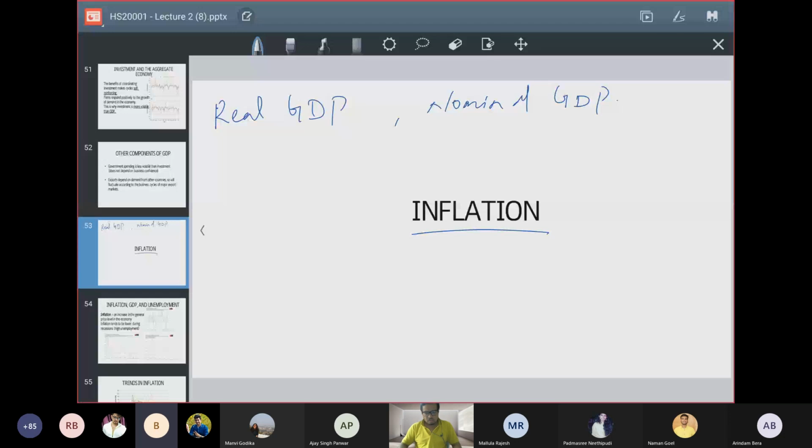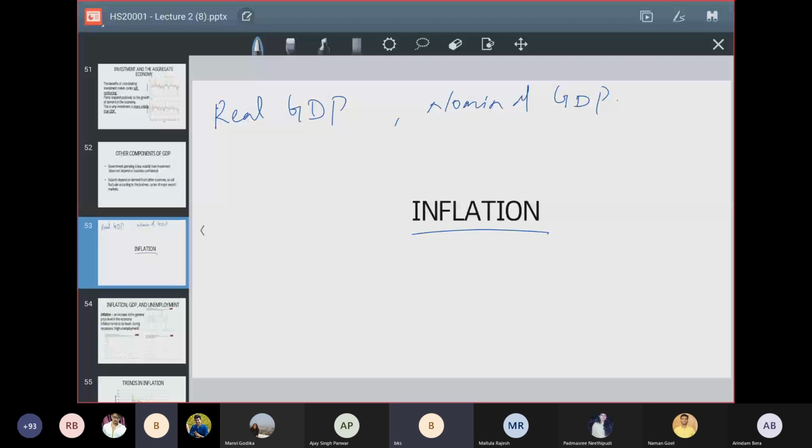Usually inflation is discussed under three broad headings. The first one is, what is the meaning and how we measure inflation? The second one is different price indices used in India and their measurement as well. And then the third one is inflation across countries. We'll restrict our discussion to the first two, that is, meaning and measurement of inflation, and then we'll discuss inflation in India in general. We'll not discuss much about inflation in other countries.